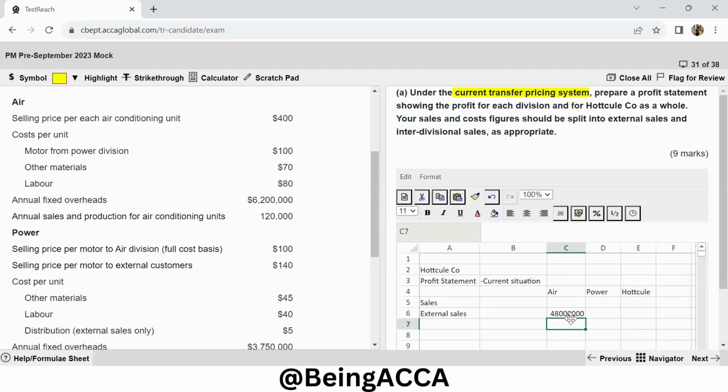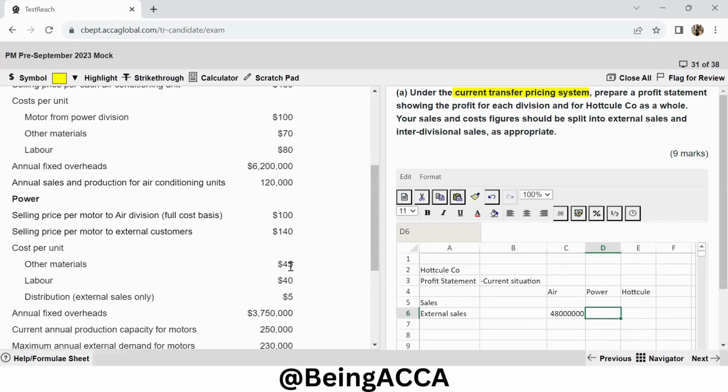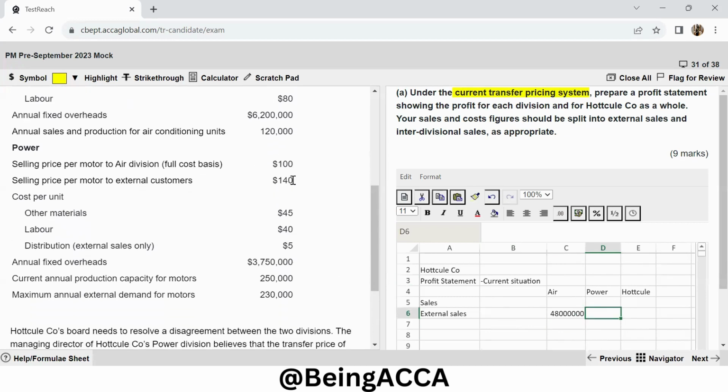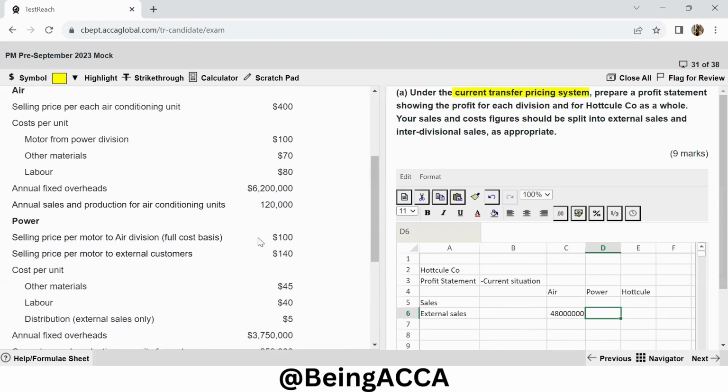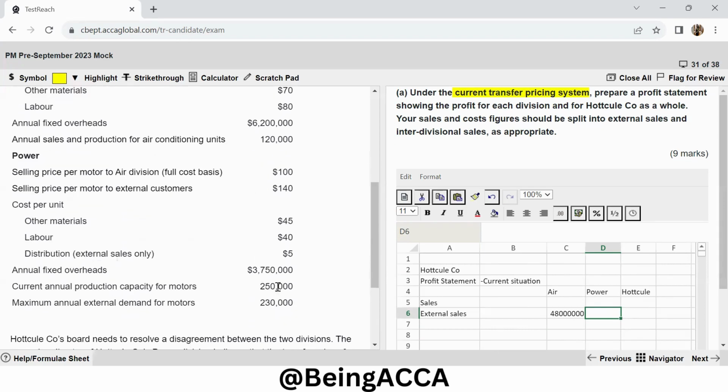Then I will see for the power division. For the power division, they are selling at 140, and the external demand for motors is 230,000. However, first of all, they are selling to us, the air division. So their maximum capacity is 250,000, and out of those 250,000, 120,000 they are selling to the air division at $100, and the remaining 250,000 minus 120,000, which comes out to be 130,000, is what they are selling to external customers.